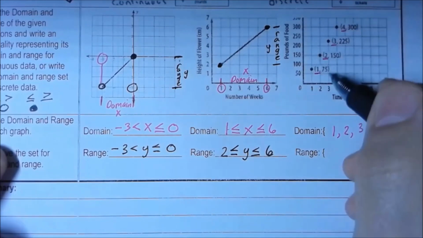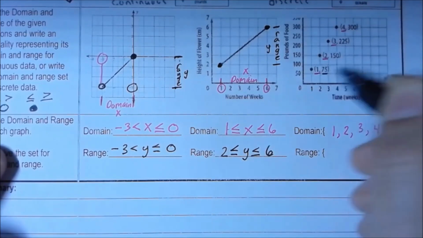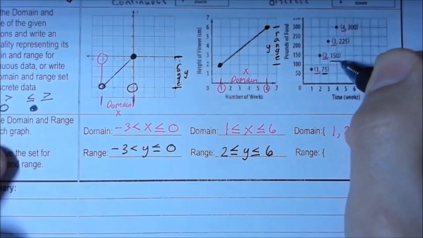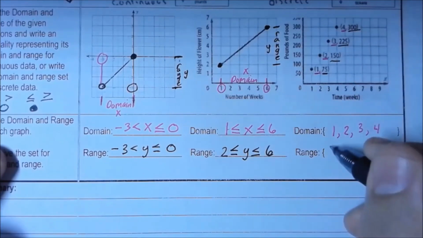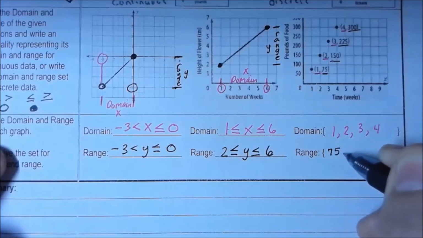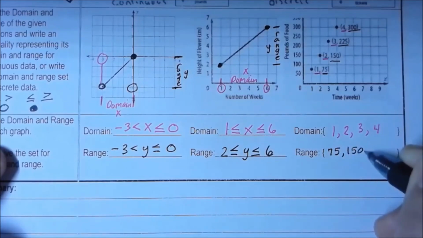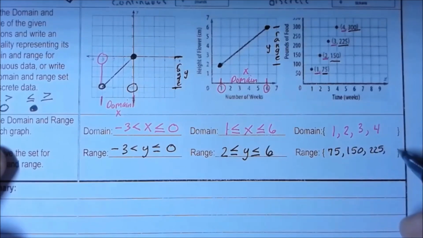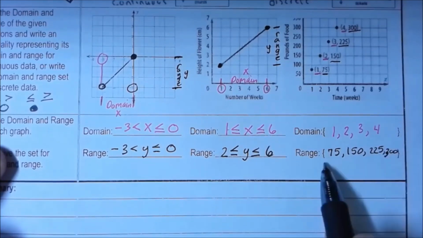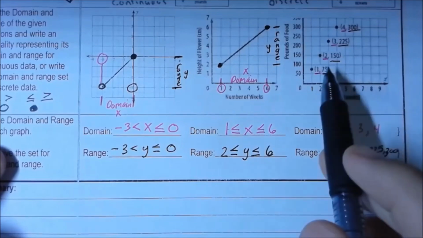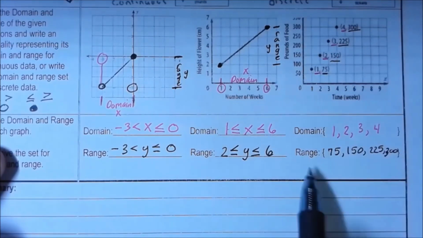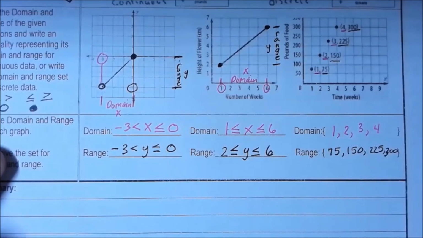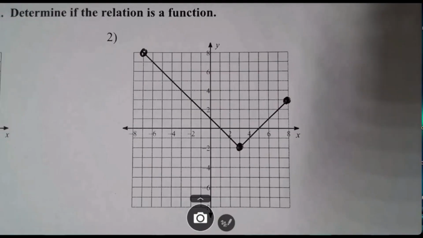For my range, I'm going to look at the y values. So we have 75, 150, 225, and 300. So now I'm just going to write those in order from least to greatest. 75, 150, 225, and 300. So that is my range. So this, we simply just use our ordered pairs so that we can write all the elements of the domain and all the elements of the range. And that's all there is to it.